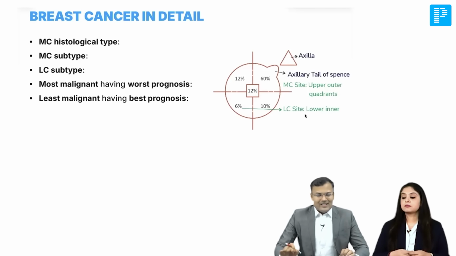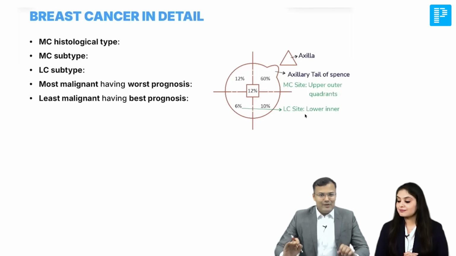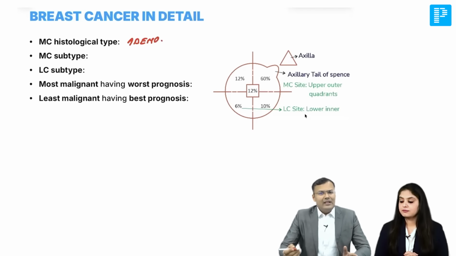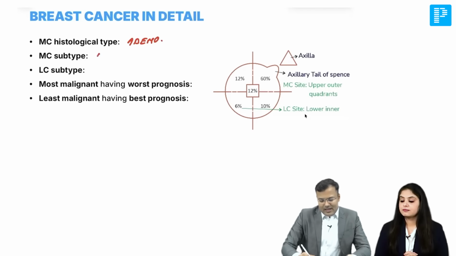So guys, we are going to discuss now the one-liner questions which are asked frequently. We discussed already what is the most common histological type. This is adenocarcinoma, and you know that the subtype is invasive ductal cancer. So the most common histological type is adenocarcinoma, and the most common subtype is invasive ductal cancer.